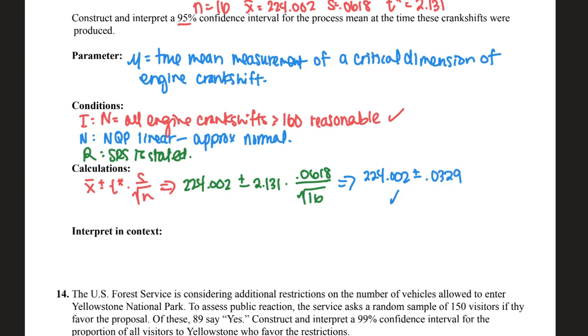When we subtract that, we get our lower bound, which is 223.97. When we add that, we get our upper bound, which is 224.03. Instead of writing out my context, I'm just going to say it verbally. I am 95% confident that the true mean measurement of a critical dimension of an engine crankshaft is between 223.97 millimeters and 224.03 millimeters.